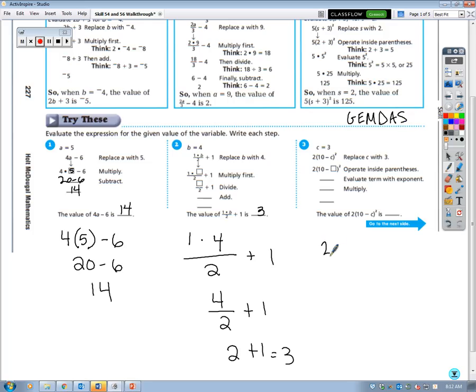So if I've got 2 times 10 minus c, what is the value of c? 3 to the second power? You guys have a better copy. That's the second power, right? Not the third power? Okay, so what's the first thing I have to do? My grouping symbols, right? Parentheses, what? Grouping symbols. So that's parentheses, brackets, or a fraction bar, which is grouping the top and the bottom.